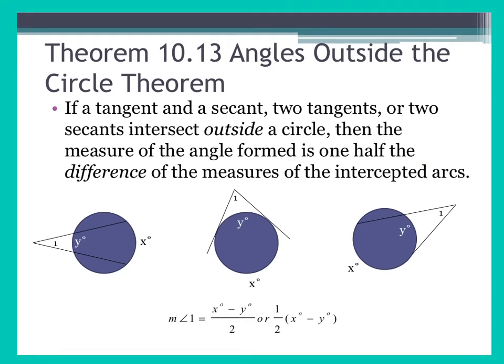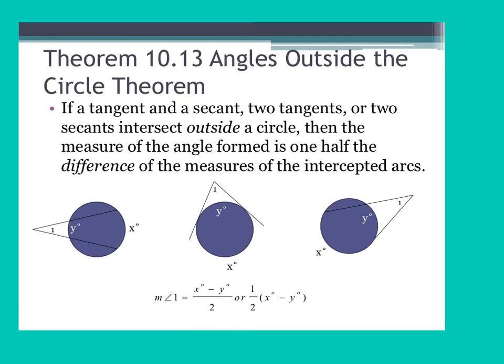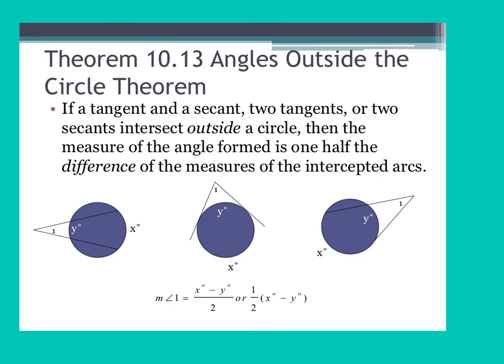Okay, now we're dealing with angles outside the circle. So in Theorem 10-13, which is angles outside the circle, the way we find it is they're going to intercept two arcs, or form two arcs. And we do the big arc minus the little arc divided by 2. So if I'm trying to find angle 1 here, I would do the big arc it intercepts, which is x, minus the little arc it intercepts, which is y, divided by 2.